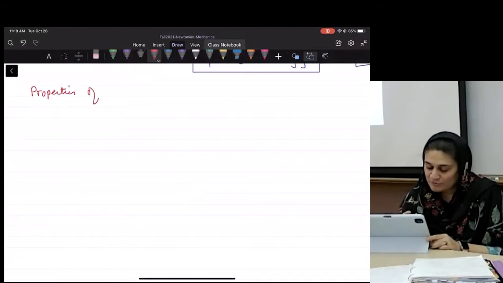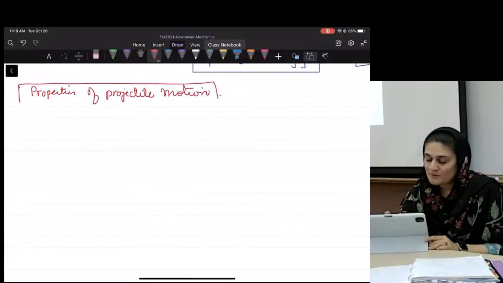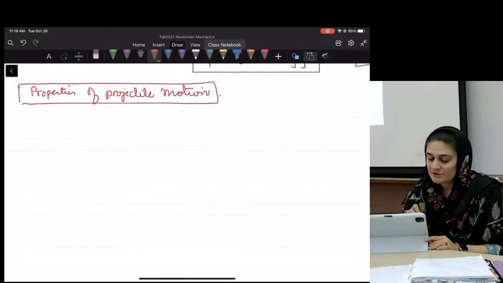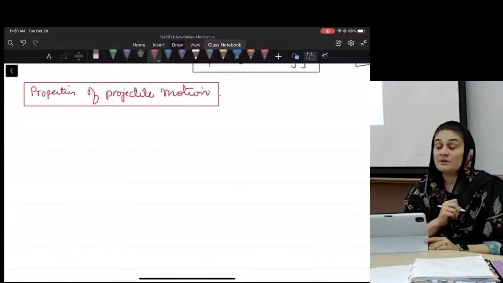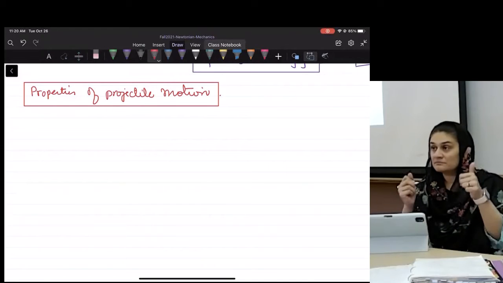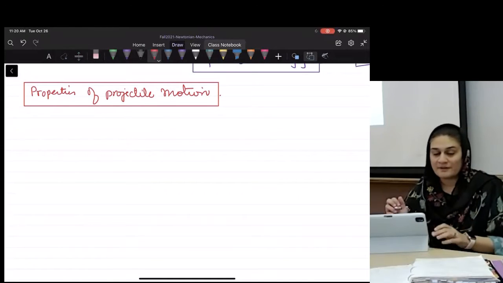Properties of projectile motion. So what do I want to know about my projectile motion? I want to know how high it'll go. I want to know how far it'll go. And I want to know how long it'll take to get there. Good? That's the only three things I want.